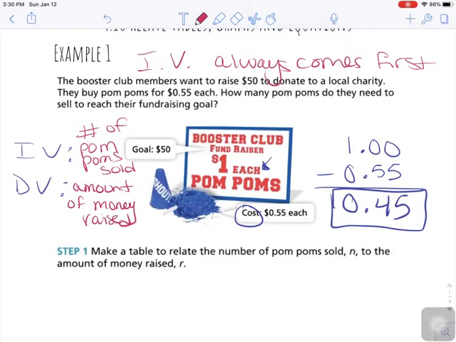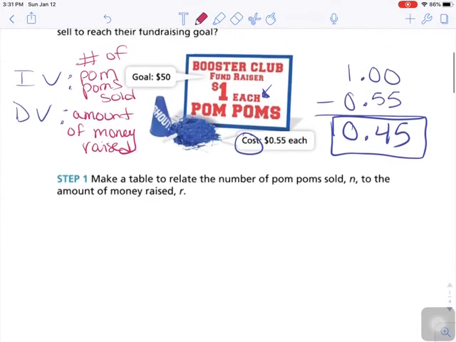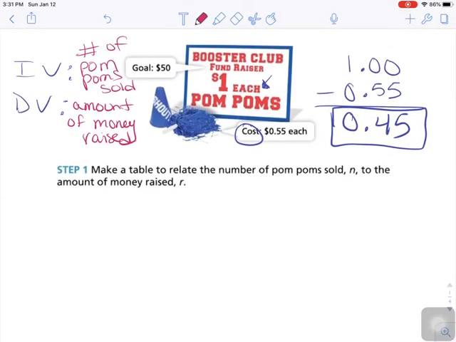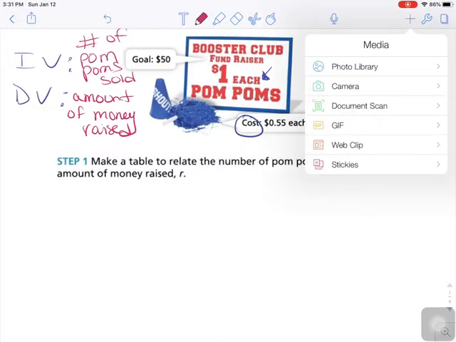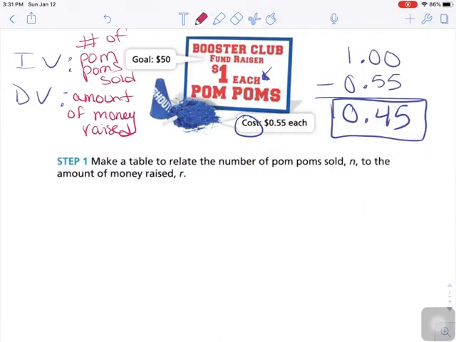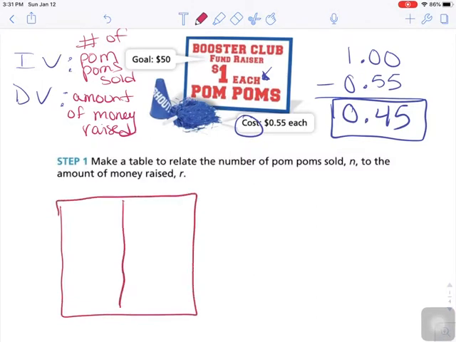Okay, so now that we know our independent and dependent variables, we are going to think about how we can use a table and a graph to analyze the relationship between the independent and dependent variables. So our step 1 here says to make a table to relate the number of pom-poms sold, N, to the amount of money raised, R. So I'm going to make a little table here. Actually, I wonder if I can insert a table. Okay, I guess I can. So I'm just going to draw my table here. That would have been nice if I could have inserted a table. Maybe I can figure that out later.